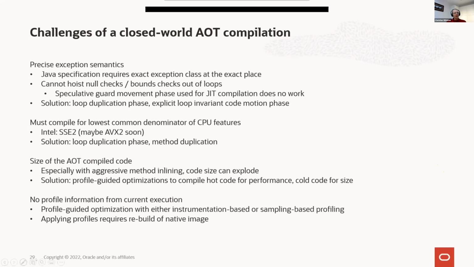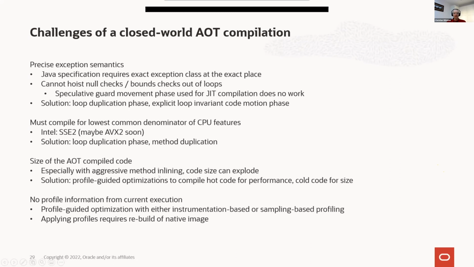One of the biggest problems we are currently trying to solve is the size of the AOT compiled code, because when AOT compiling everything, especially with method inlining, code size can really explode very quickly. And you really need profile guided optimizations to only compile the hot, important code for performance and the cold code for size. And how do you get profiles?